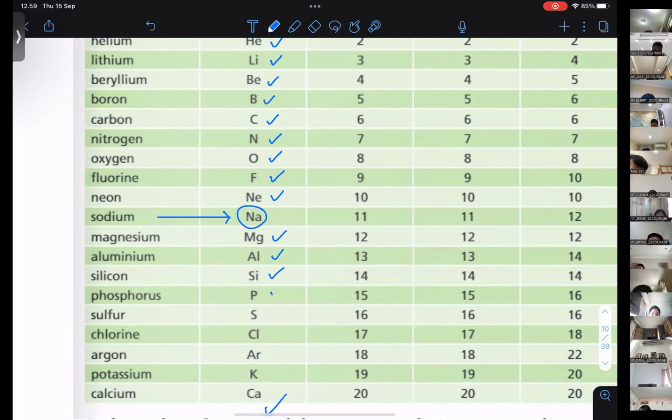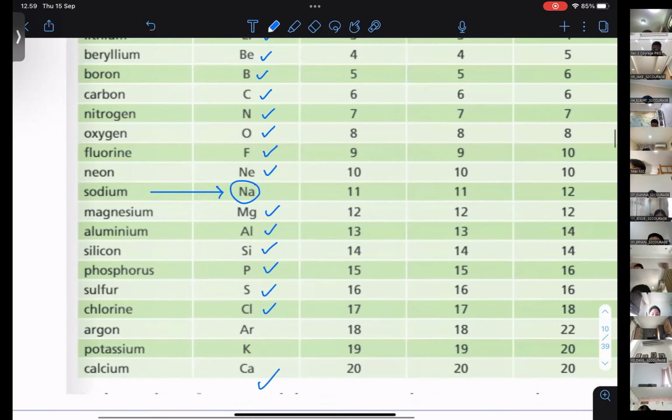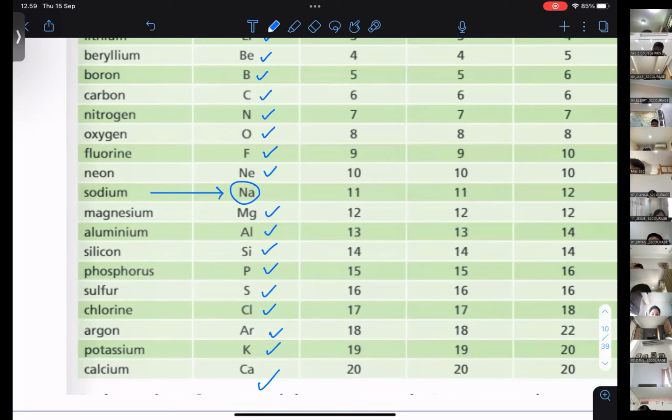Aluminium, silicon, phosphorus, sulfur, chlorine, argon, potassium. You see, potassium is different. It's not Po, because other elements use Po also. Similarly in Greek, potassium is kalium, so they just follow K. Out of these first 20, you just need to be careful with sodium and potassium.